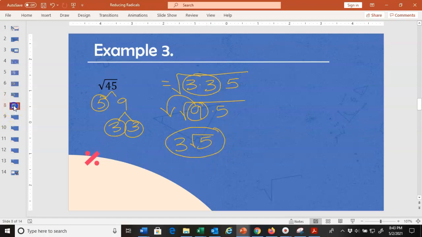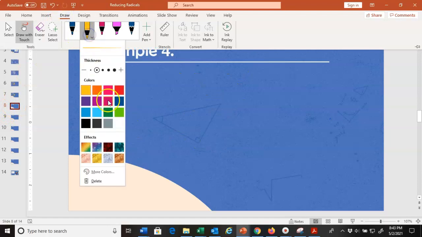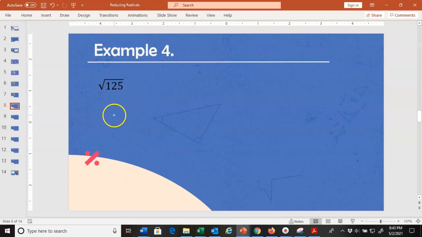Let's do our next example, example 4. I'm going to do a different color just to change it up a little. 125. Woo! Our numbers are starting to get bigger. Don't forget, you can use your calculator to help you find the factors. You can't use the calculator to solve this for you, because the calculator will give you a decimal. Like if we were to put 125 in the calculator and square root, you get 11.18.